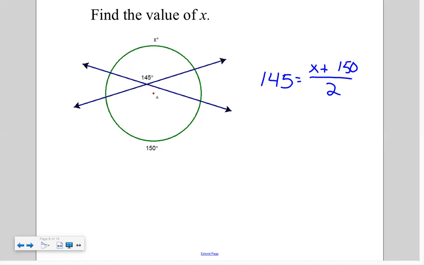But let's say it's not that easy and it's not something you could do in your head. You could set up an equation like this where you've got x plus 150 over 2 equals 145. So the average of the arcs equals 145. Multiply both sides by 2. And then subtract 150 from both sides. We get 140. Okay.